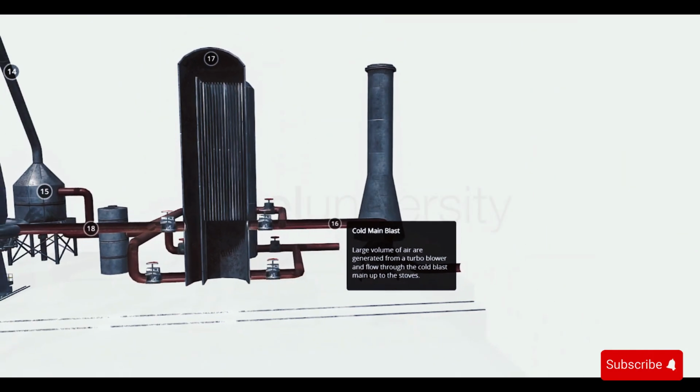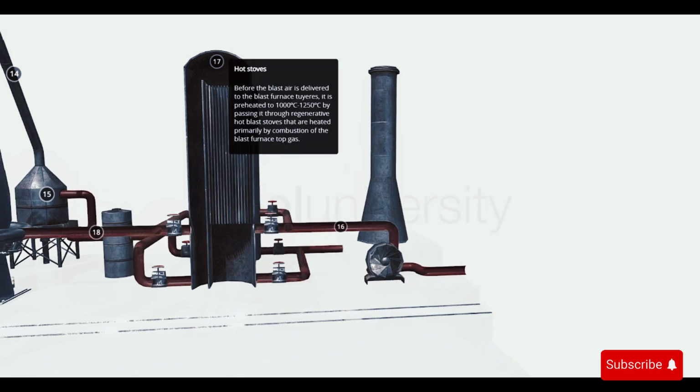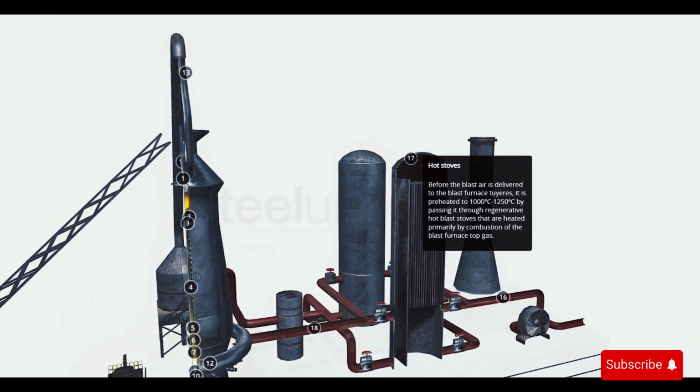The large volumes of air are generated from the turbo blower and flow up to the stoves. Air is heated by stoves and directed to the blast furnace as blasts of hot air. The hot air is conveyed via the large main pipes.